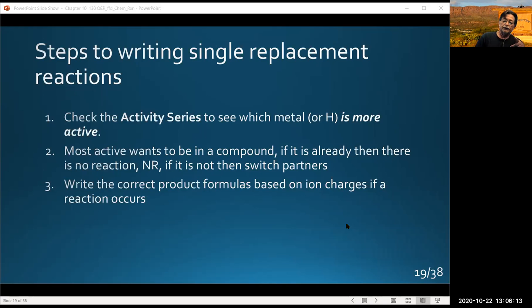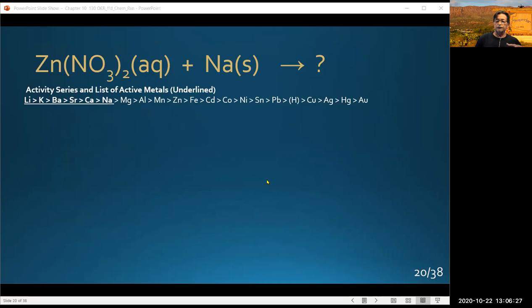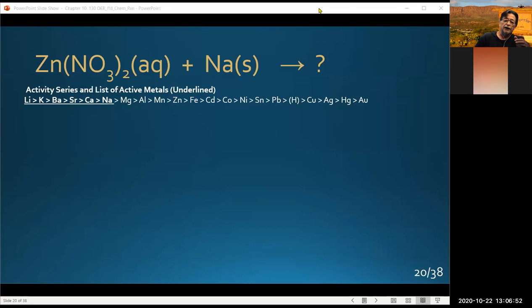Now, one thing to note: if a reaction as written says no reaction, that means the opposite reaction will proceed. All right. So we went through that, and then we started to talk about another example of a single replacement reaction. We're starting to look at zinc nitrate. It's an aqueous solution. And then we added sodium metal to it. And so the first question is, which is the most reactive metal?